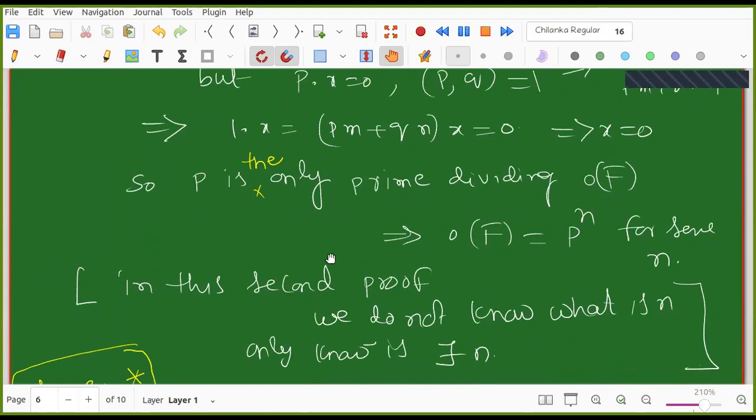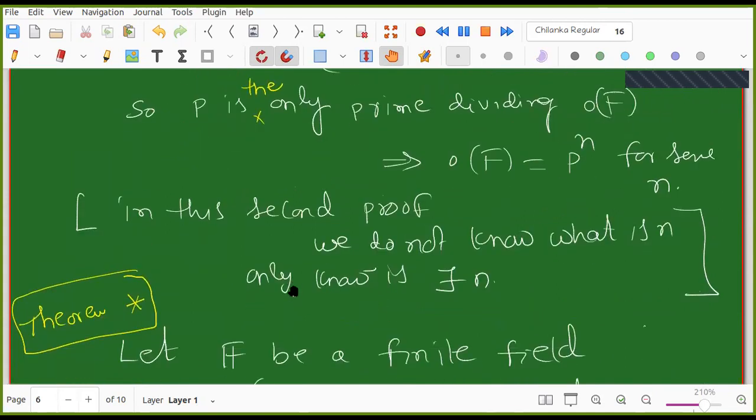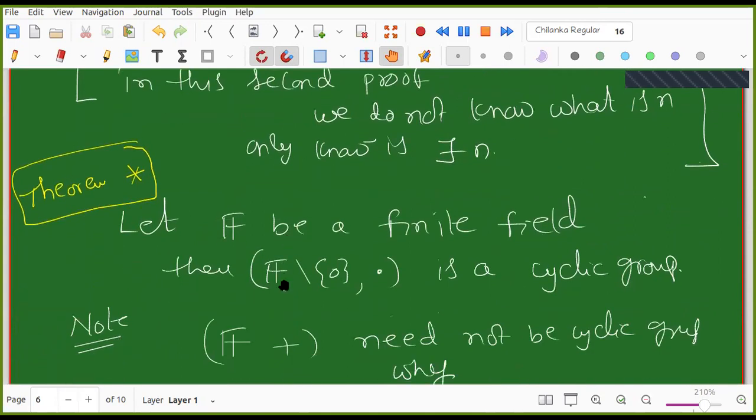But in the second proof, we do not know what n is. It is only that there exists an n, right? Okay. Then later we proved the theorem that if F is a finite field, then F minus 0 under multiplication is a cyclic group.